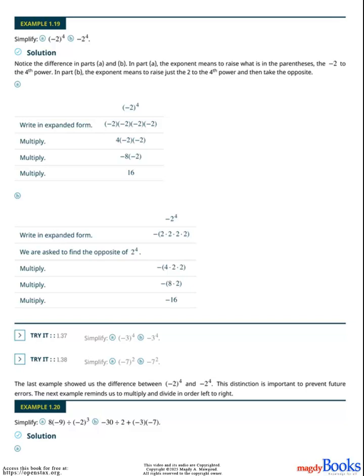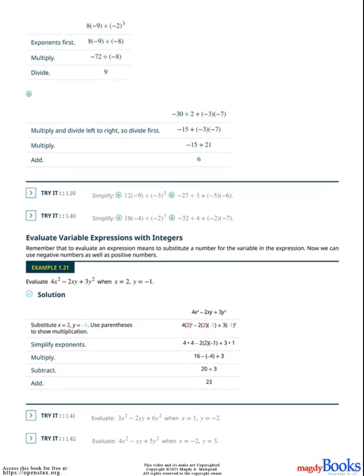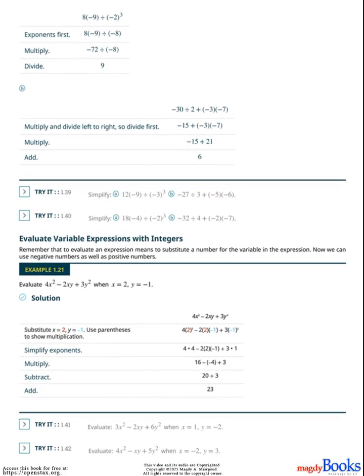Solution. A. 8 times (-9) divided by (-2)^3. Exponents first. 8 times (-9) divided by (-8). Multiply. -72 divided by (-8).